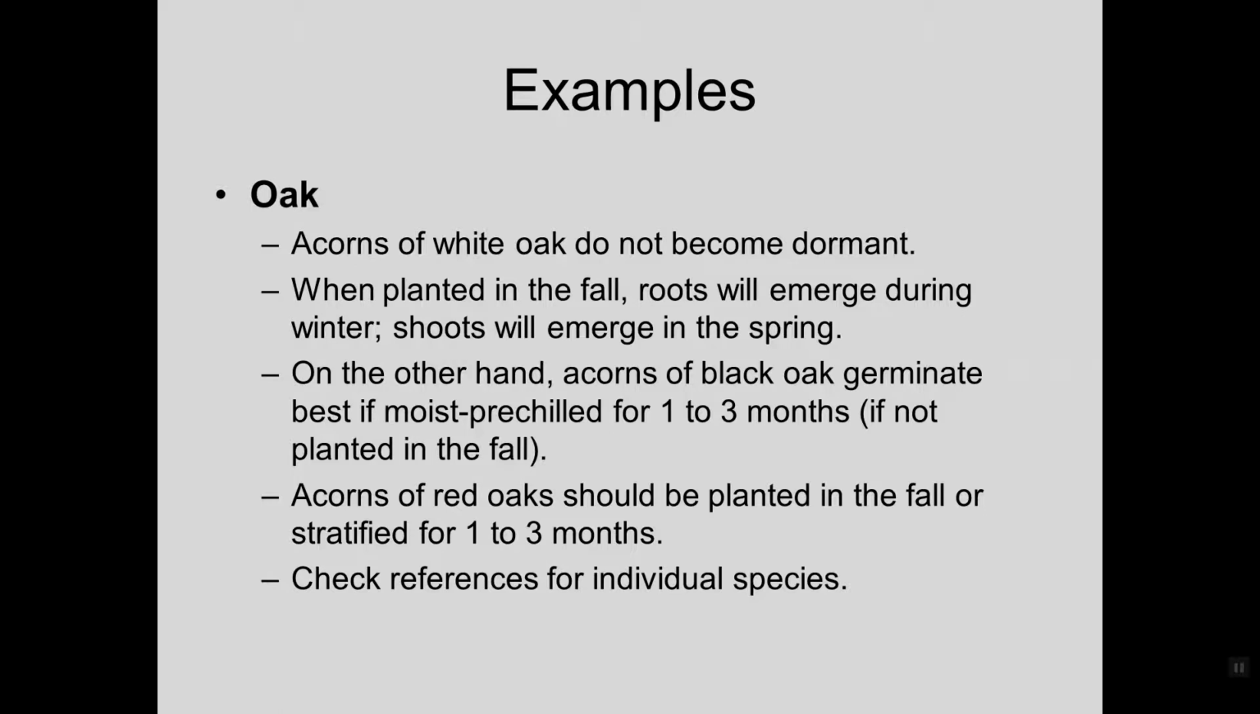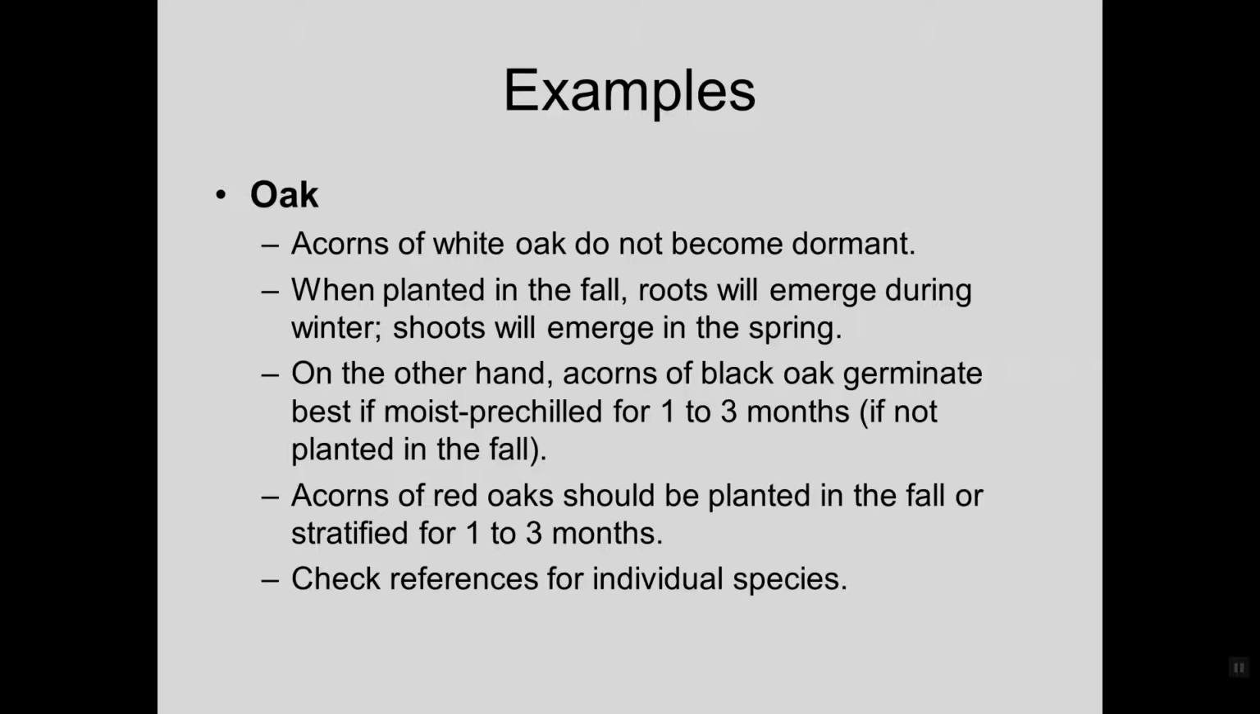Some examples, oak trees. Usually oak acorns do not go dormant. If you plant them in the fall, the roots start to emerge during the winter and the shoots, the top part, grow in the spring. But acorns of black oak germinate better if they're moist pre-chilled for 1 to 3 months. So it's not always absolute; in this case acorns can go either way. But if you're going to hedge your bet and get them faster and get more of them to germinate, you would do a cold stratification of something like a black oak.